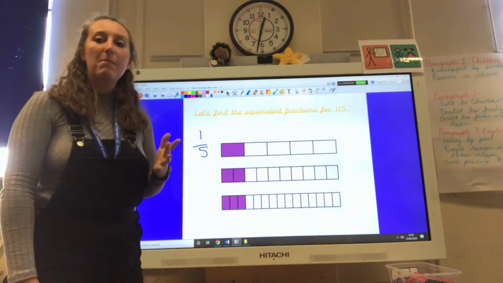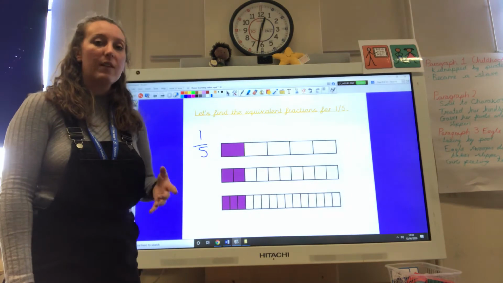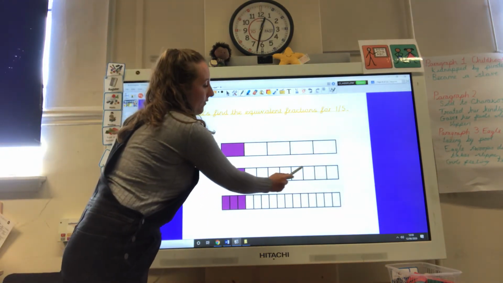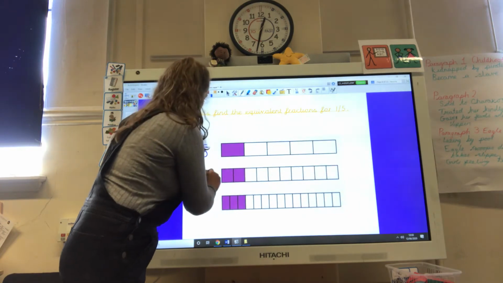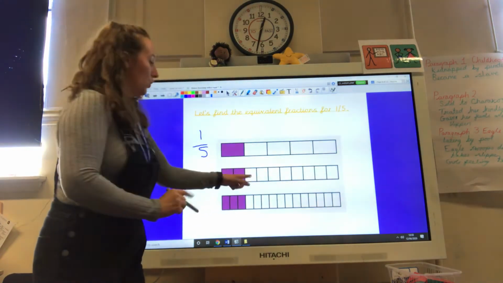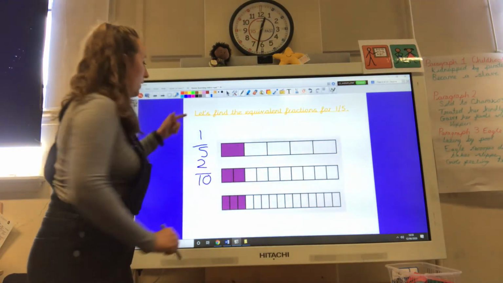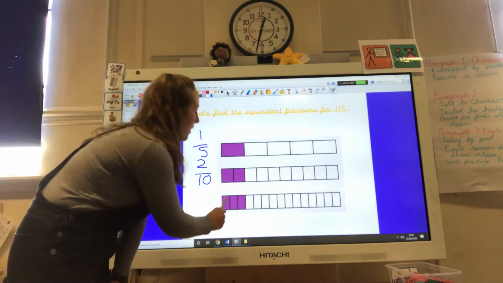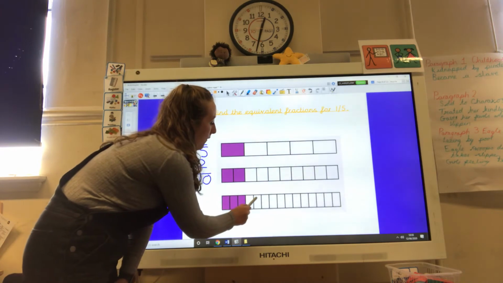I'm going to count how many parts there are altogether to find the denominator. 1, 2, 3, 4, 5, 6, 7, 8, 9, 10. 10 parts and 2 are shaded. So 1/5 is equivalent to 2/10.